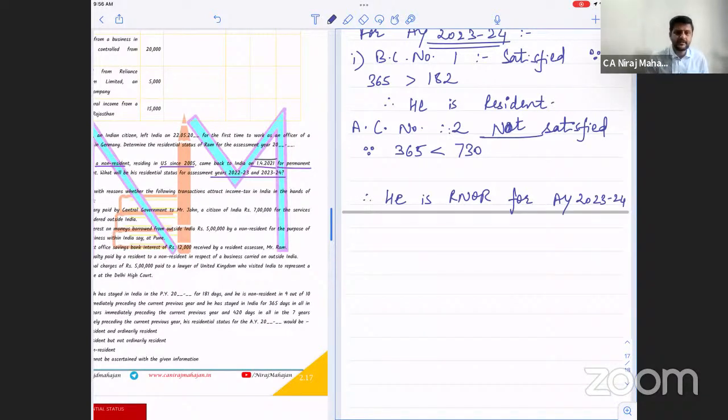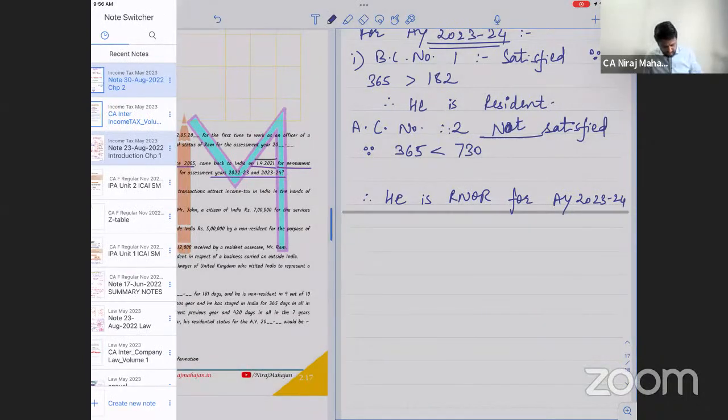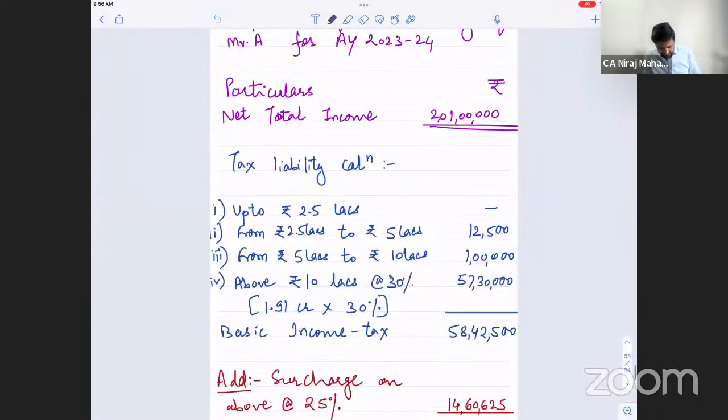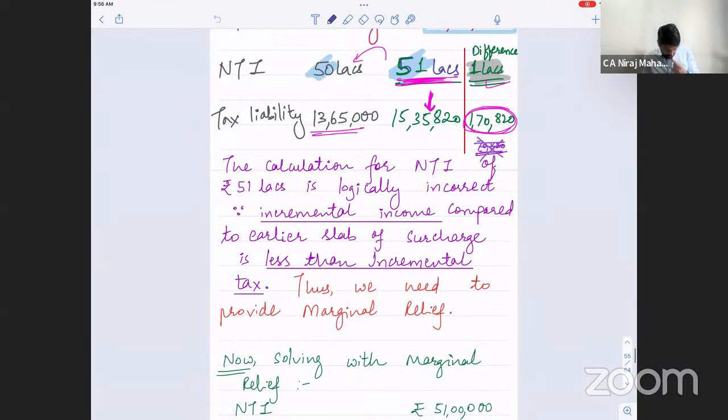Tell me. Okay, this is done. Tejal, you were asking me that question, right? Which question? Marginal relief. I'm just going back to the first chapter. Why is it not exactly matching? 7820. Now check.